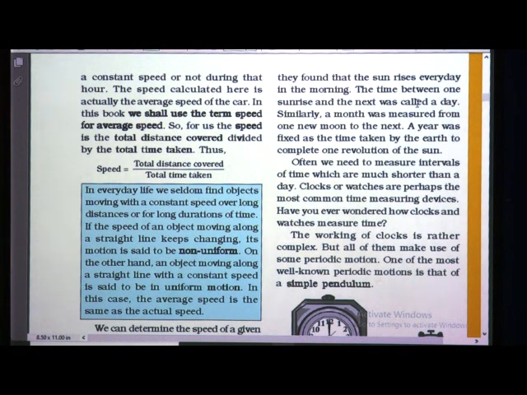So similarly, a month was measured from one new moon to the next, and after that they started to calculate, we can say, or to measure these events or the particular time of these events. So as they decided how the day is, like this they also decided a month, and a month was measured from one new moon to the next.